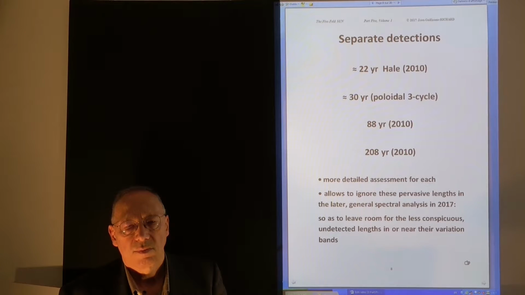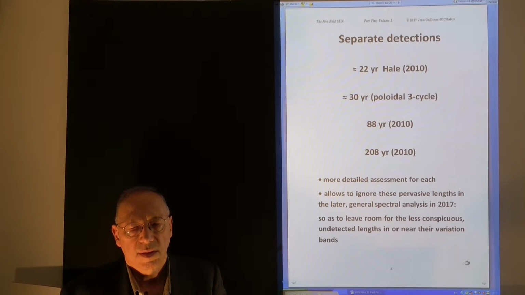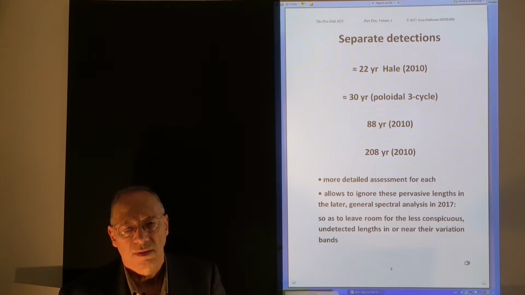We performed mostly in 2010 separate detections for the most important, the most conspicuous return periods. The Hale cycle is well known, but for control we investigated in 2010 in detail the band of the fluctuation for the about 21, 22, 23 year Hale cycle, double the Schwabe cycle, the sun's magnetic cycle. Then the poloidal so-called 3 cycle of about 30 years.